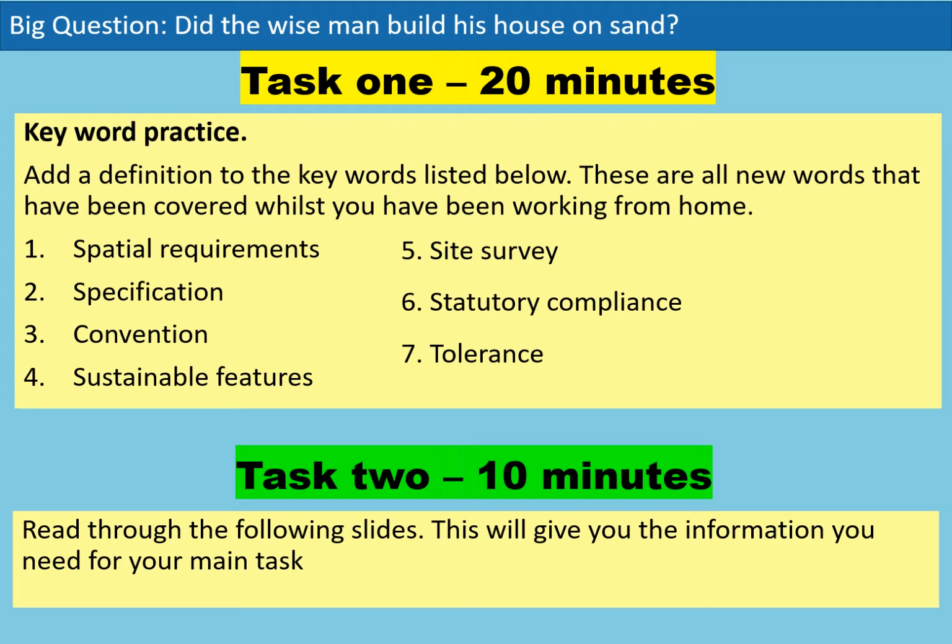Okay, so for example, sustainable features. Some of you who do DT as well as construction might hear that and think, oh, sustainable, that means something that can be recycled, something that's good for the environment. In construction, however, it has a slightly different meaning, so do be cautious of that.